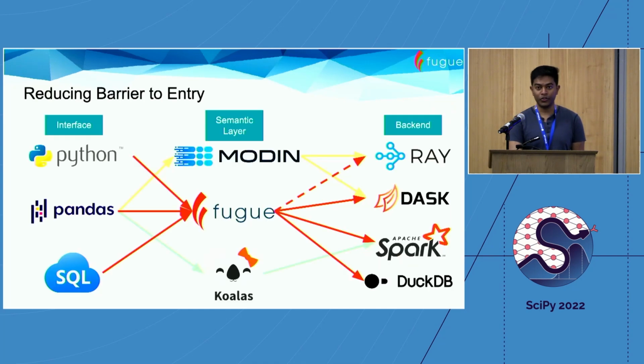So how do we reduce the barrier to entry for this? As we mentioned earlier, the semantic layer is a way to do that. And there are three semantic layers mentioned here. One of them is Modin, and there's Koalas, and there's Fugue, which we'll talk about more a bit later in the deck.